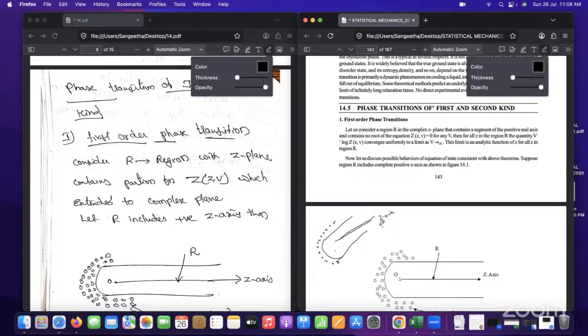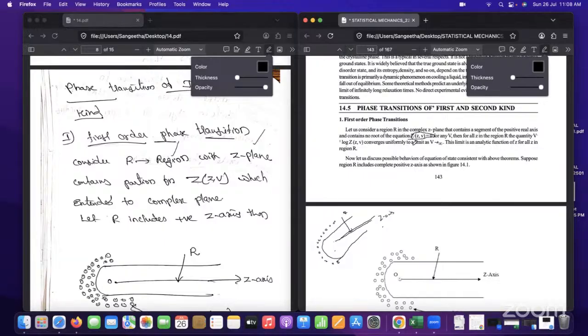Here we are considering positive with the region R. What is capital R? Capital R is a region. So here what is explained? A region R. We are concentrating on a region R in the Z plane, and Z of Z comma V is the partition function. What is Z of Z comma V? Here Z of Z comma V is the partition function.